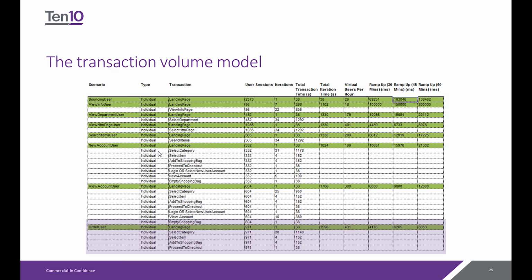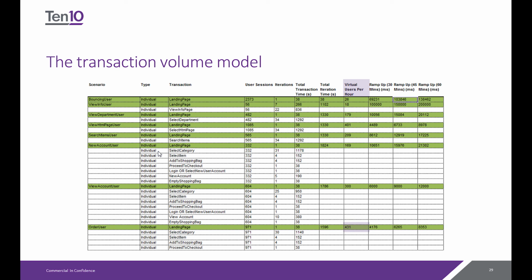So we can see from the table here that it will take on average 1,596 seconds to complete a single iteration, including think time. So that's around 26 minutes. Therefore, as you can see in this table, we want to complete 971 user sessions or iterations of that order user journey within an hour. In order to do that, we need to have 431 users concurrently running order user.